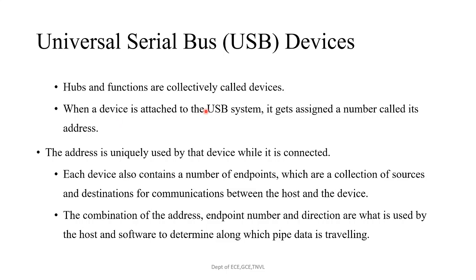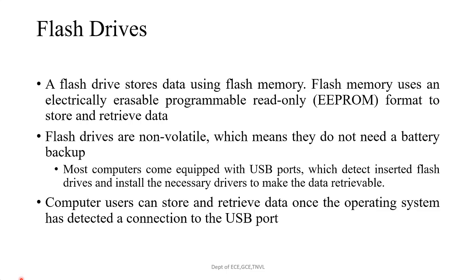When a device is attached to the USB system, it gets assigned a number called its address. The address is uniquely used by the device while it is connected. Each device also contains a number of endpoints, which are a collection of sources and destinations for communication between the host and the device. The combination of the address, endpoint number, and direction are what is used by the host and software to determine along which pipe data is traveling.